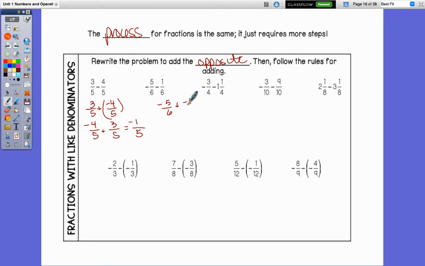-5/6 plus -1/6, they are the same. Same sign, so I'm going to add, and I get -6/6. This becomes a -1 because 6 divided by 6 is 1, and you keep your negative sign.